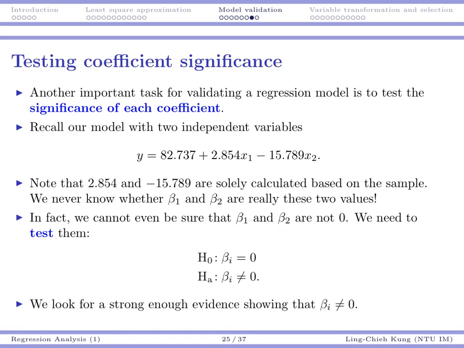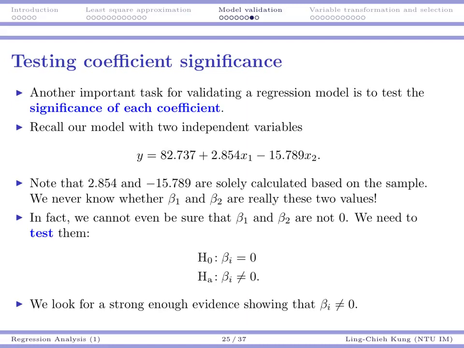If the two numbers are zero, in fact, in reality, in the hidden truth, if beta 1 or beta 2 is zero, then that means that variable really has no impact on y, right?